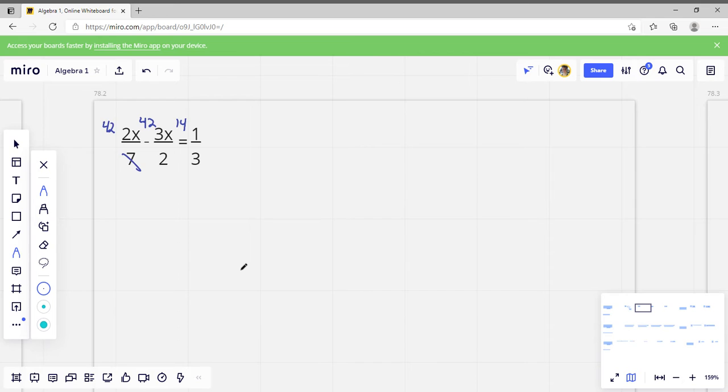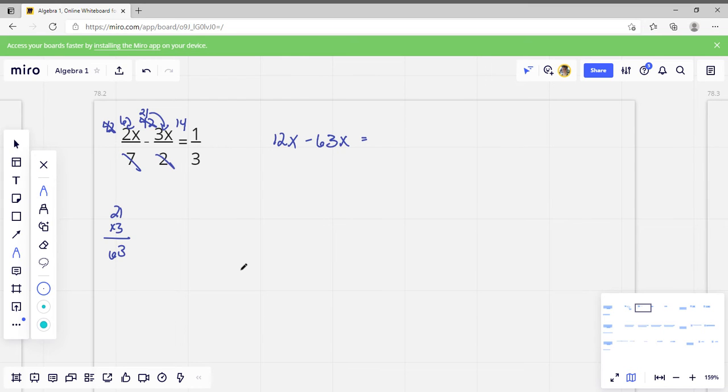First here I'm going to cancel. 6 times 7 is 42. So that would be 6 times 2, x. So that would be 12x. Right here I'm going to cancel and I'm going to get half of 42 would be 21. And then I have to do 21 times 3x. 3 times 1 is 3. 3 times 2 is 6. 63x.